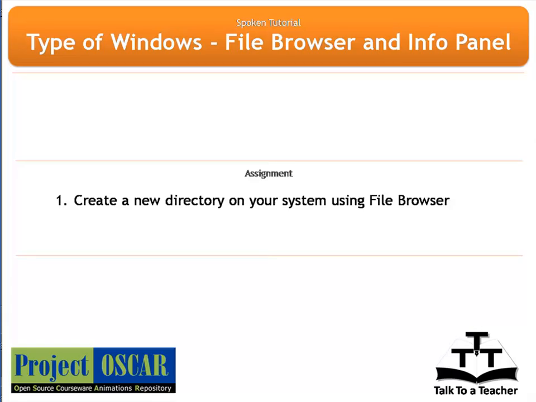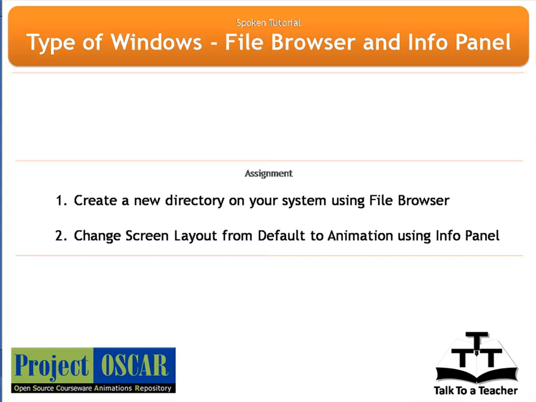Now, try to create a new directory on your system using the file browser in Blender. Then, change the screen layout from default to animation. And that completes this tutorial on File Browser and Info panel.